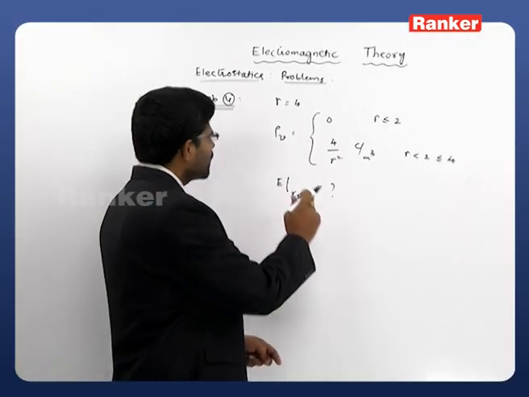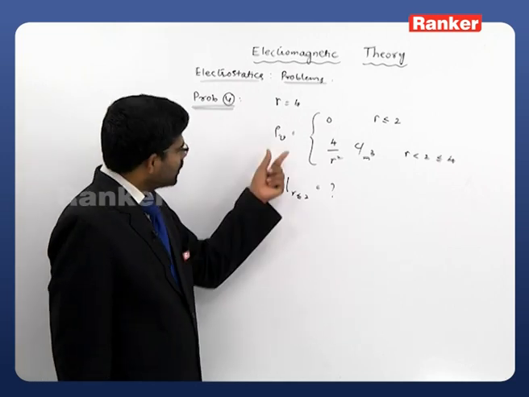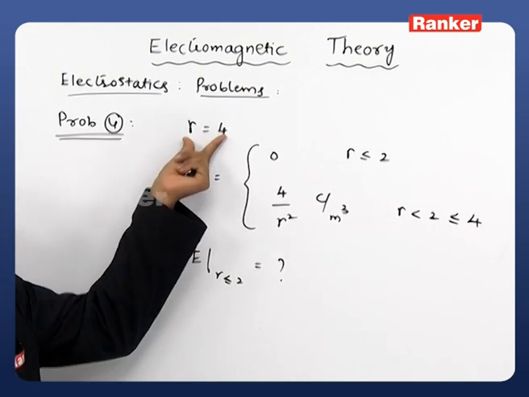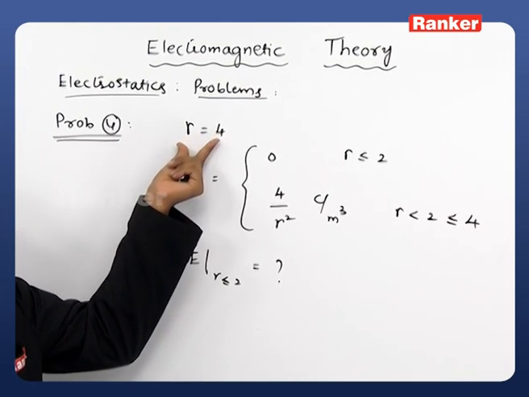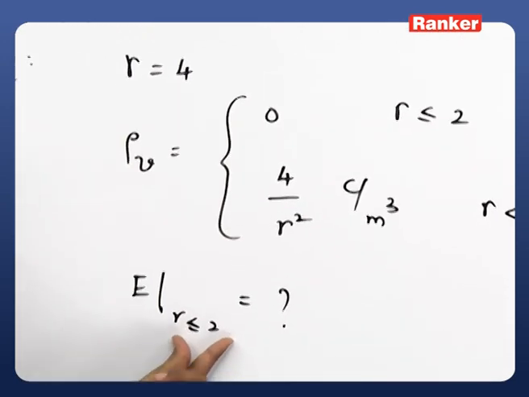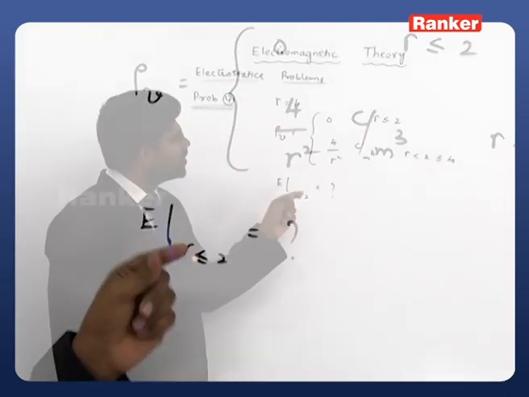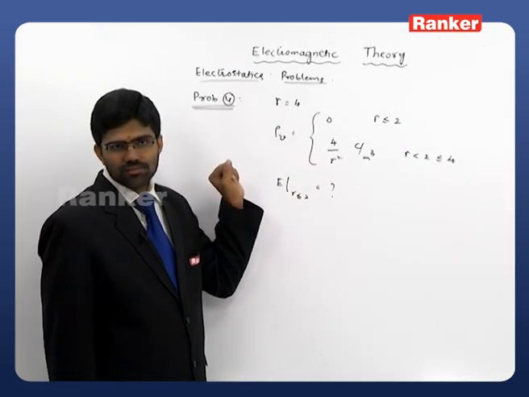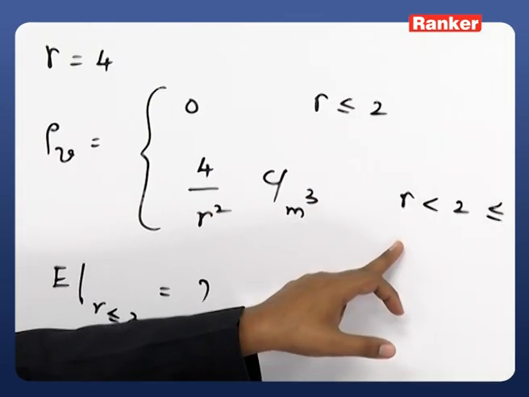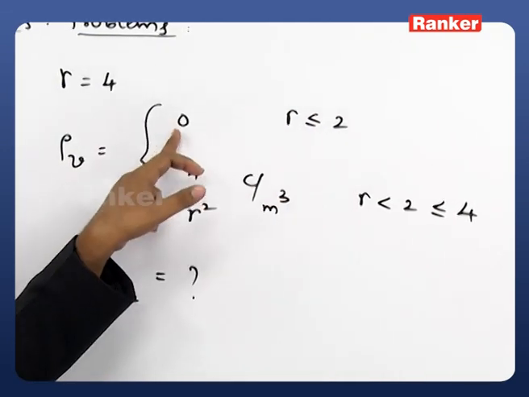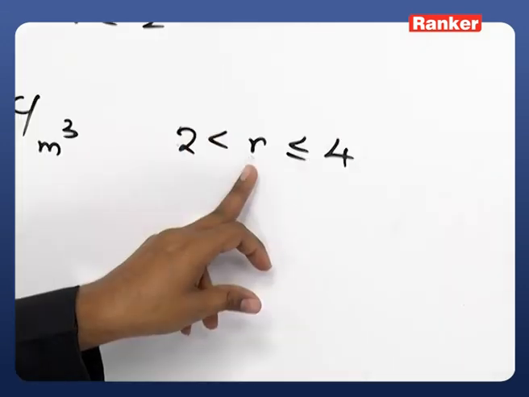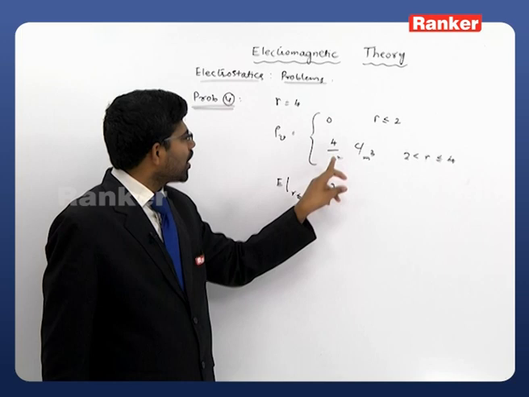Solution. So let us observe, as per the problem given, here the volume charge density was defined for a shell. The shell has a radius of r equals 4. Now we need to calculate the electric field intensity for r less than or equal to 2. Initially we will try to interpret how the spherical shell is. The spherical shell has two different types of volume charge density distributions. For r less than or equal to 2, it is 0, and for r between 2 and 4, it is defined as 4 by r square coulomb per meter cube.